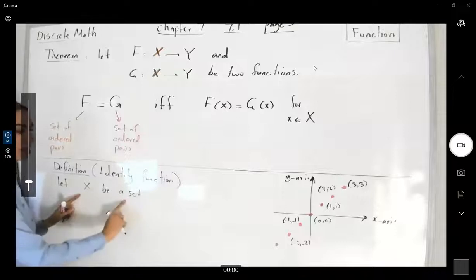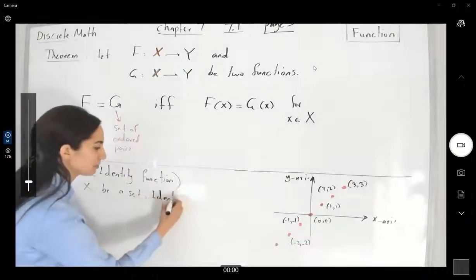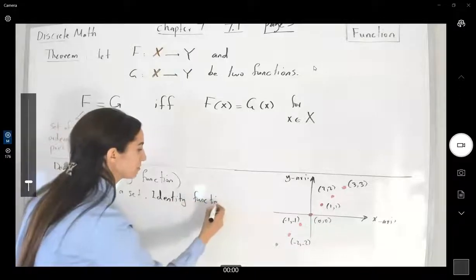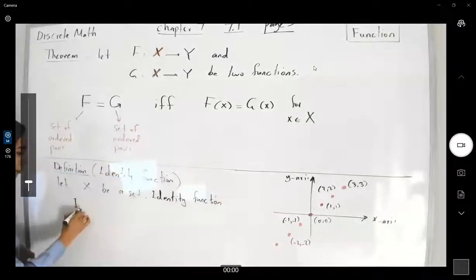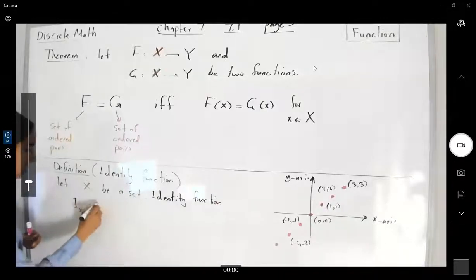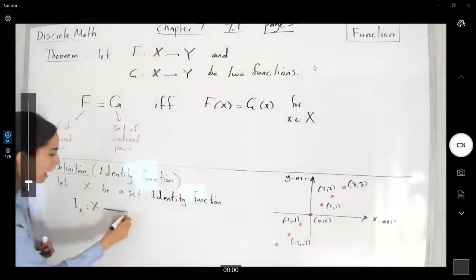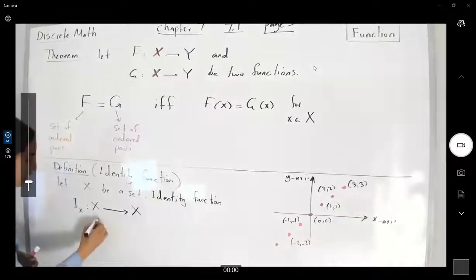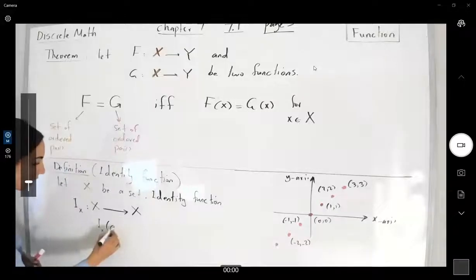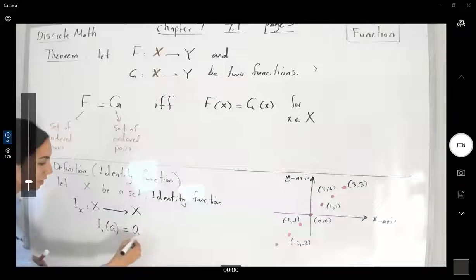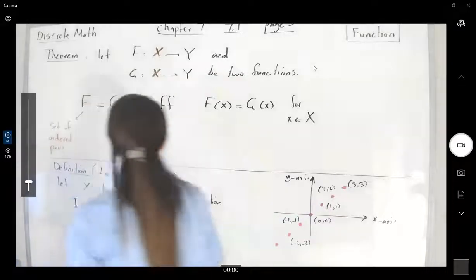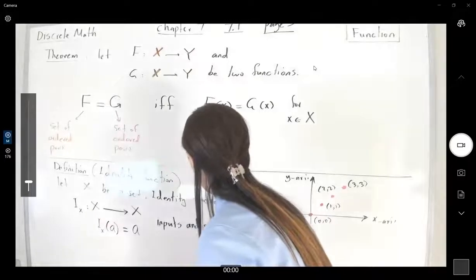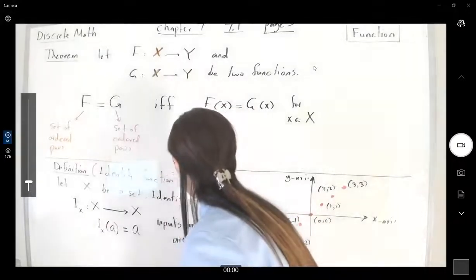So let X be a set. Identity function, denoted by I sub X, takes elements from set X and maps them exactly to set X. The formula, the definition for this function, is I_X of x gives you the same input as the output. Input and outputs are the same.